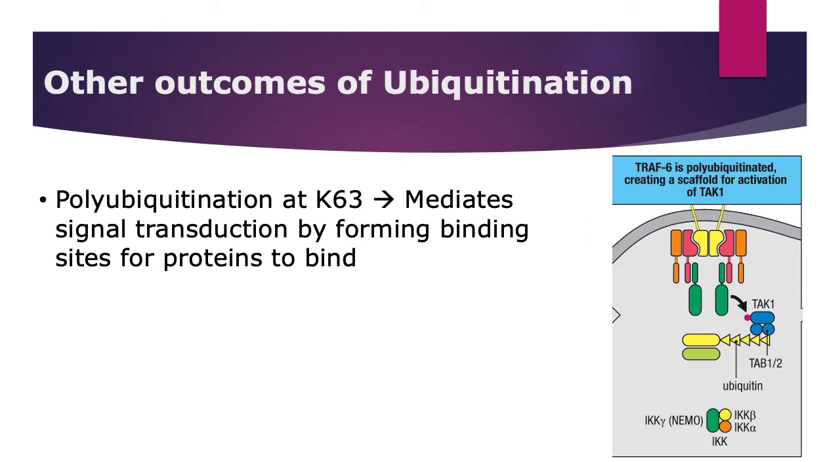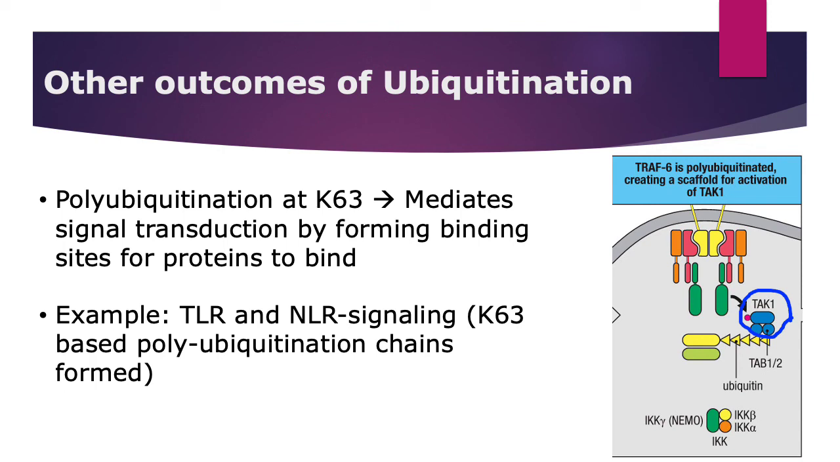Another outcome of polyubiquitination when it occurs on lysine 63 is that it can form scaffolds that form binding sites for other proteins, as shown in the figure. In this figure, we are able to see a polyubiquitinated chain, and this polyubiquitin chain can form binding sites for the protein TAK1. Such polyubiquitinated scaffolds are seen in TLR and NLR signaling, which play important roles in the immune system.